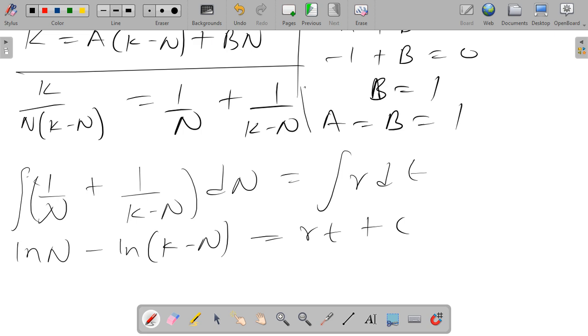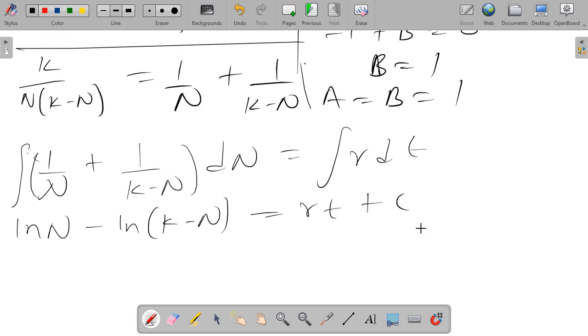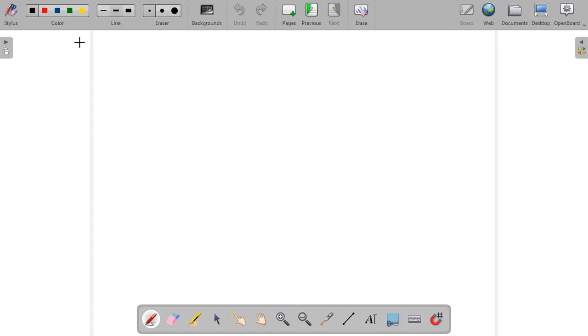Now, according to logarithm, if you have minus in logarithm, what does it mean? It means you should divide. So this is going to be ln n over k minus n is equal to rt plus a constant. Permit me to go to the next page because this has gotten to the last page. So let me come to the next page and write it again. So we have ln n over k minus n is equal to rt.